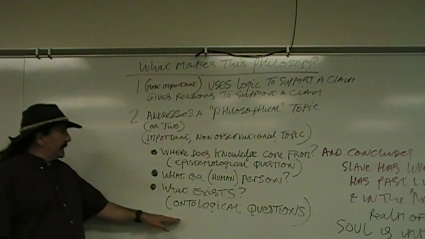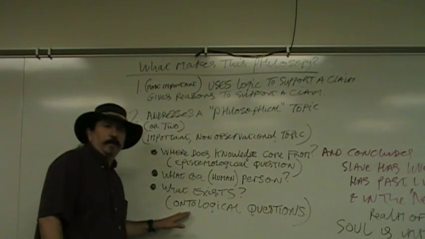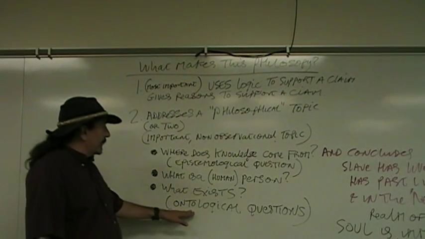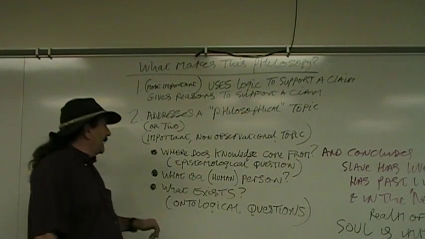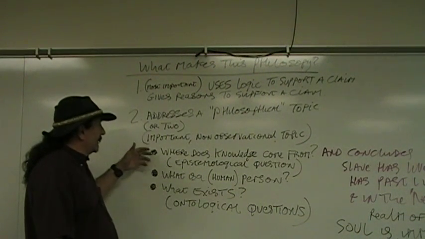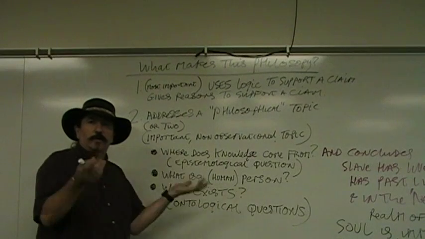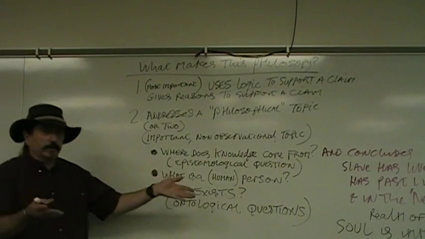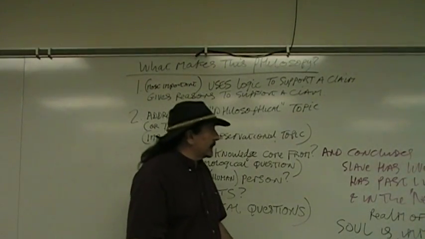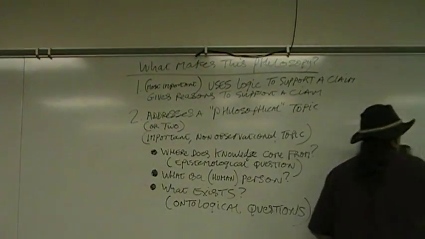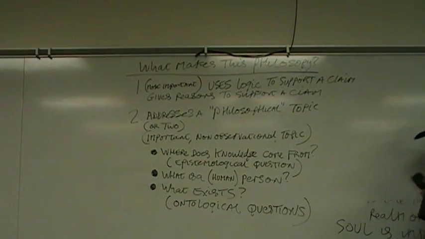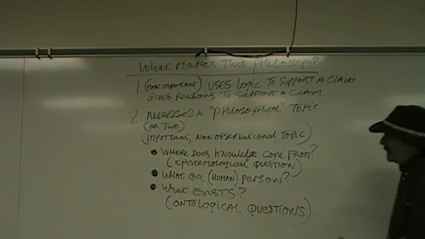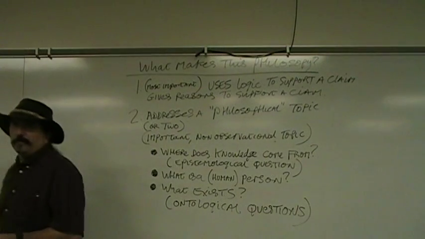So there are two kinds of questions you have in philosophy. Ontological questions about what things exist, and then epistemological questions about what is knowledge, how knowledge is different from belief or opinion, and where knowledge comes from. So that's what makes this a philosophical issue.